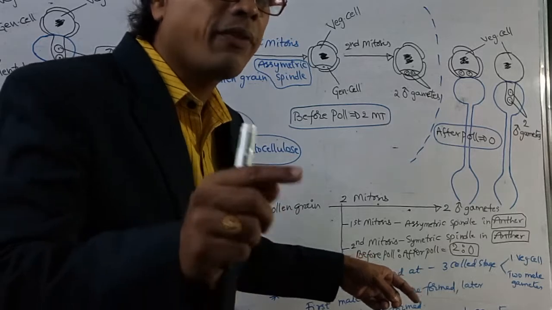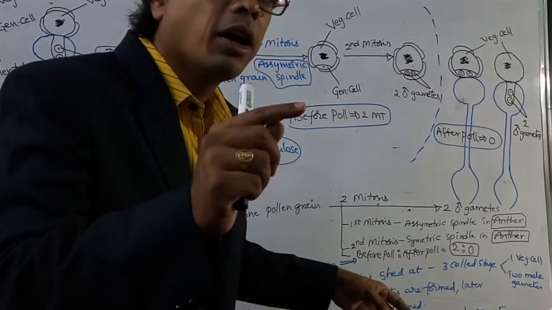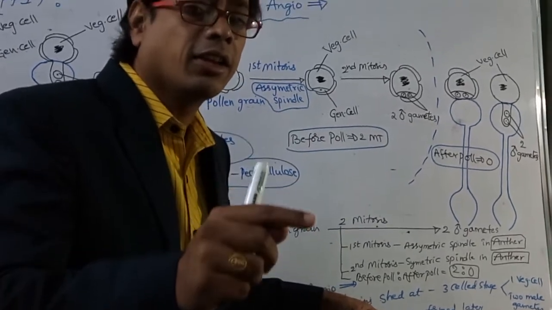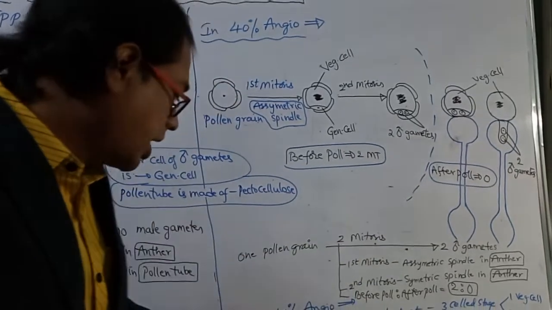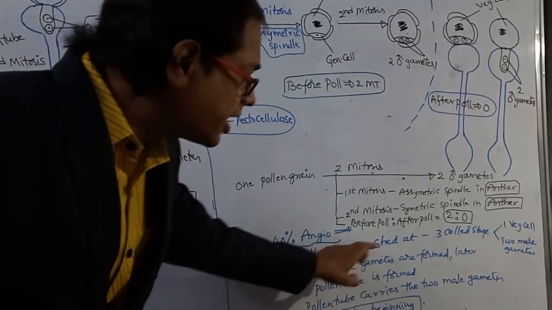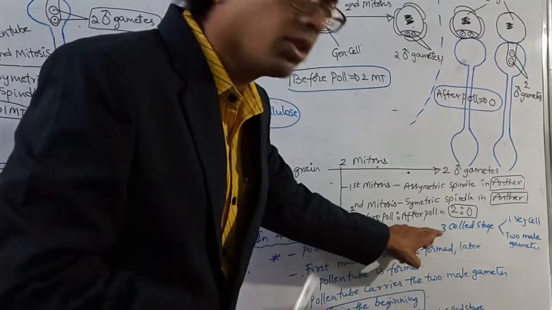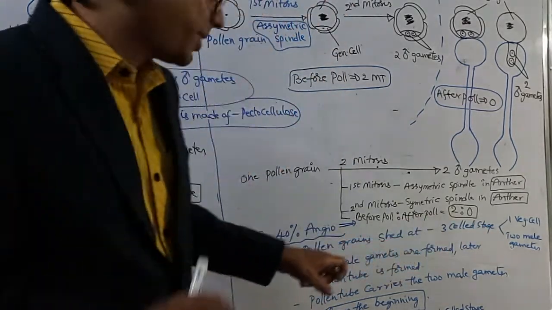Whereas in 60% of angiosperms, the first mitosis occurs in microsporangium of anther, and second mitosis occurs in pollen tube. Those points you have to remember. And in 40% of angiosperms, pollen grains are shed at 3 cell stage. What are those 3 cells? One is vegetative cell and the other 2 male gametes.